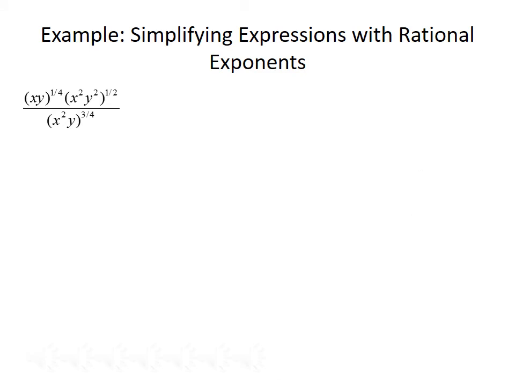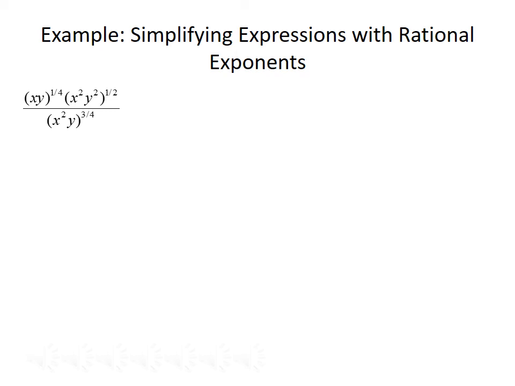Next, we want to do an example where we simplify expressions with rational exponents. So this is similar to some of the things that we've done in the past. What we want to do is rewrite this so that each base is represented only once. So we want to combine the powers together using rules of exponents. So our problem is x times y raised to the 1/4 power times x squared times y squared raised to the 1/2 power, all divided by x squared y raised to the 3/4 power.